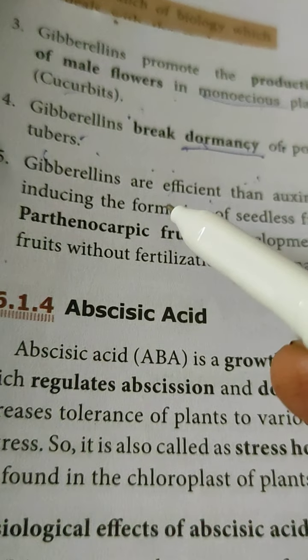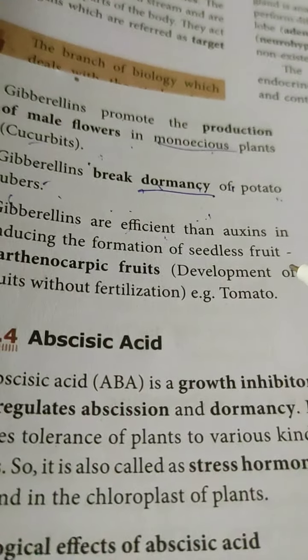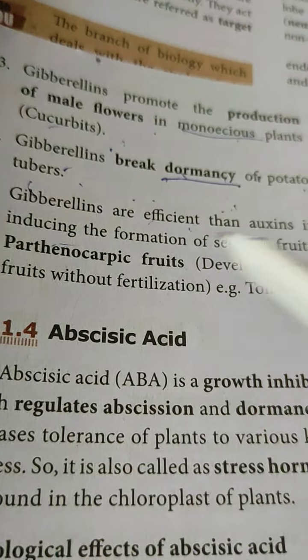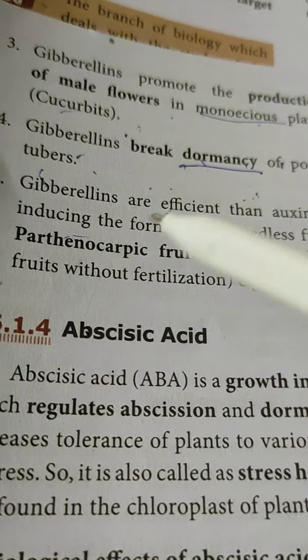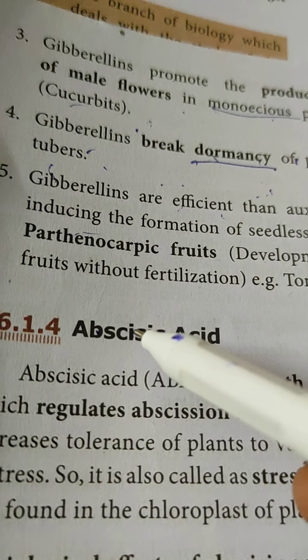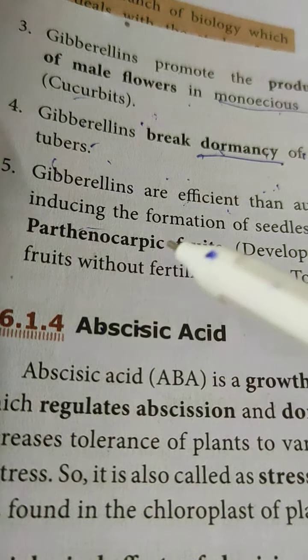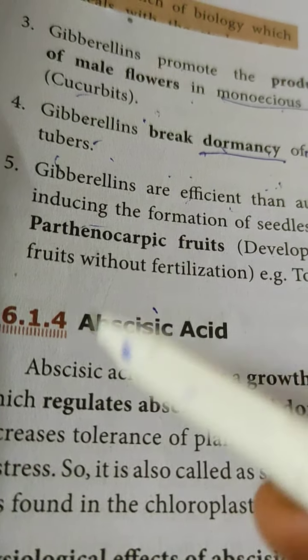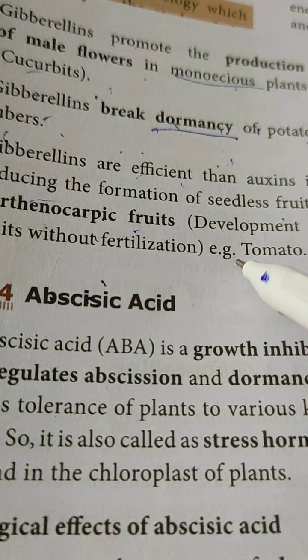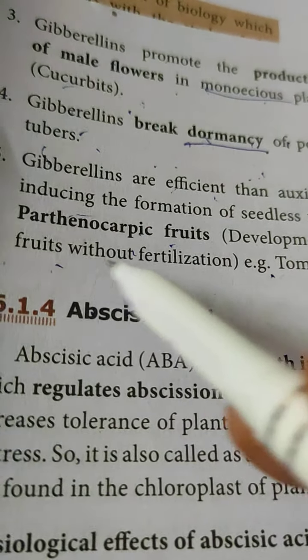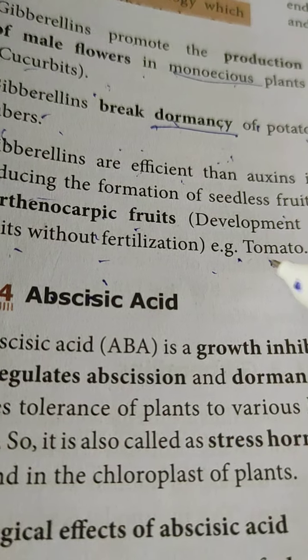Fifth point, gibberellins are more efficient than auxin in inducing formation of seedless fruit. Auxin also we have seen in parthenocarpic fruits, where development takes place with the application of auxins. Gibberellin also, but gibberellin is more efficient than auxin in the production of parthenocarpic fruits, that is, development of fruits without fertilization, example tomato.